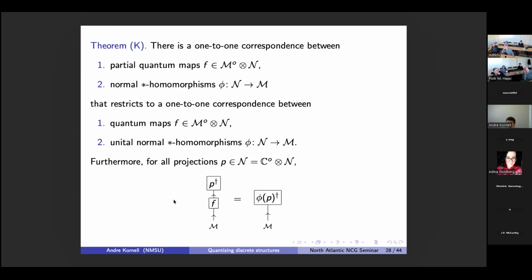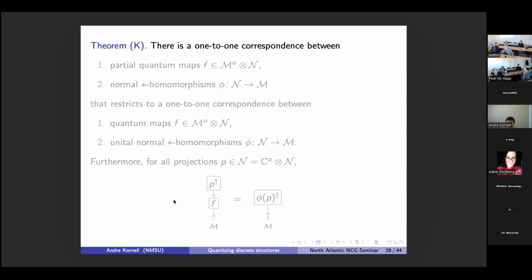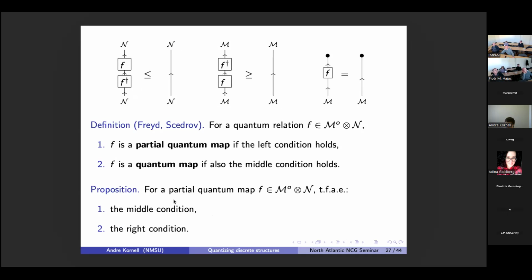Excuse me, could you come back to this definition of quantum maps and quantum partial maps? Right here. The left condition holds for a partial map, and the middle condition for a quantum map. So what is the relation between quantum maps and classical maps between sets? A quantum map is exactly the same thing as a map between sets. And a partial quantum map is a partial map? That's correct. Okay, thank you.